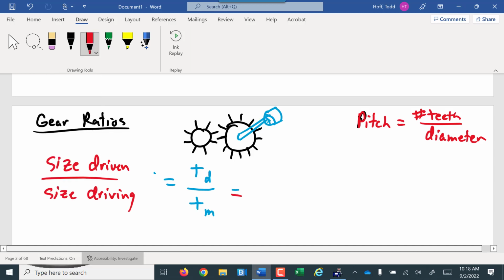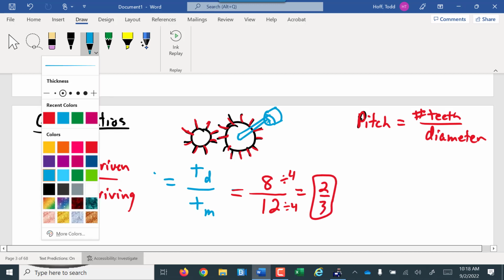Which one's going to go on top, the small gear or the large gear? Small gear. So 1, 2, 3, 4, 5, 6, 7, 8. 1, 2, 3, 4, 5, 6, 7, 8, 9, 10, 11, 12. So 8 over 12, which of course can reduce. Both divide by 4 to give us a 2 to 3 gear ratio.